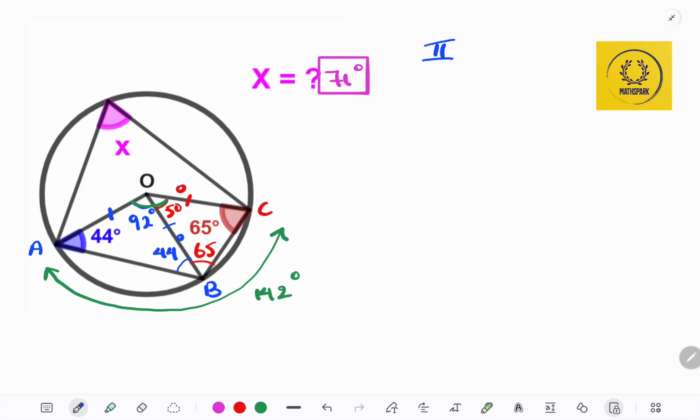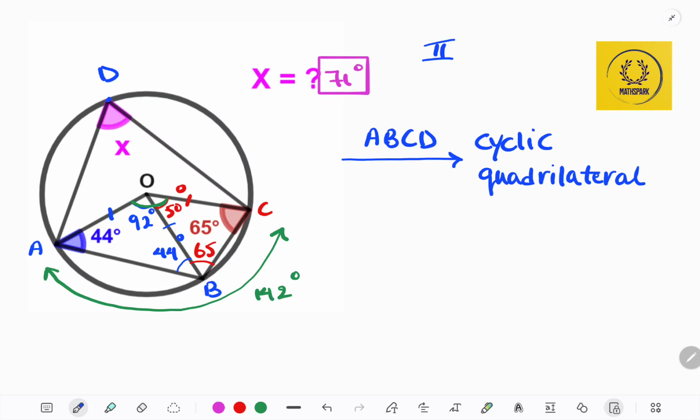Number 2. Okay, let's call this point D. We have ABCD, which is a cyclic quadrilateral. One property of a cyclic quadrilateral is that opposite angles add up to 180 degrees. Opposite angles like angle D and B. You know, the sum of them should be 180 degrees. So D plus B is 180.